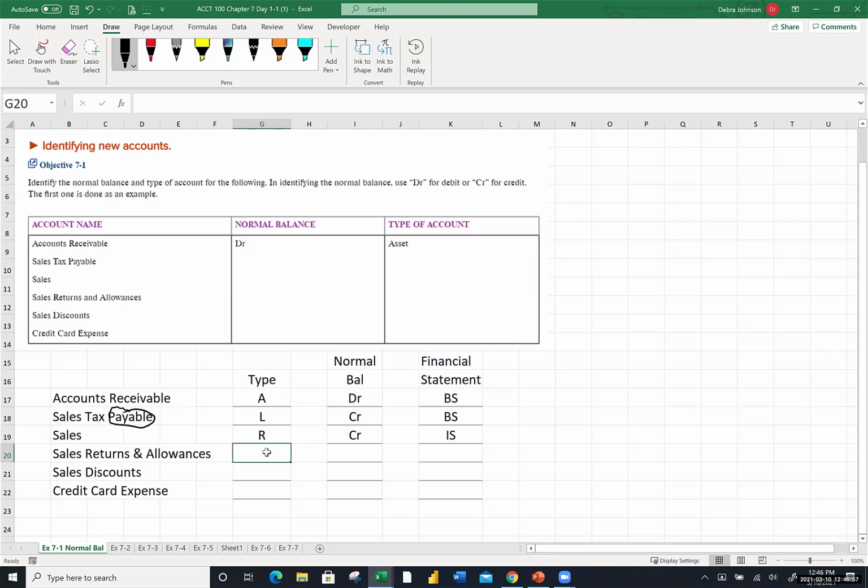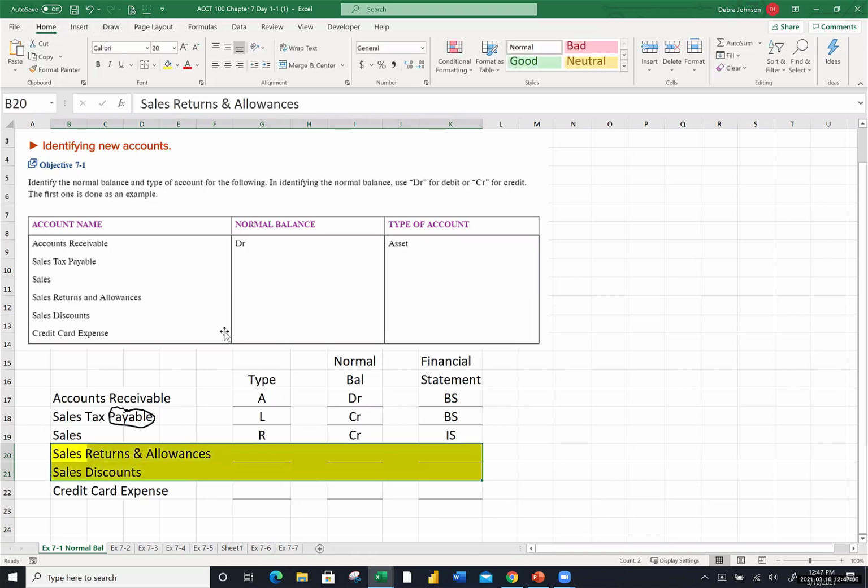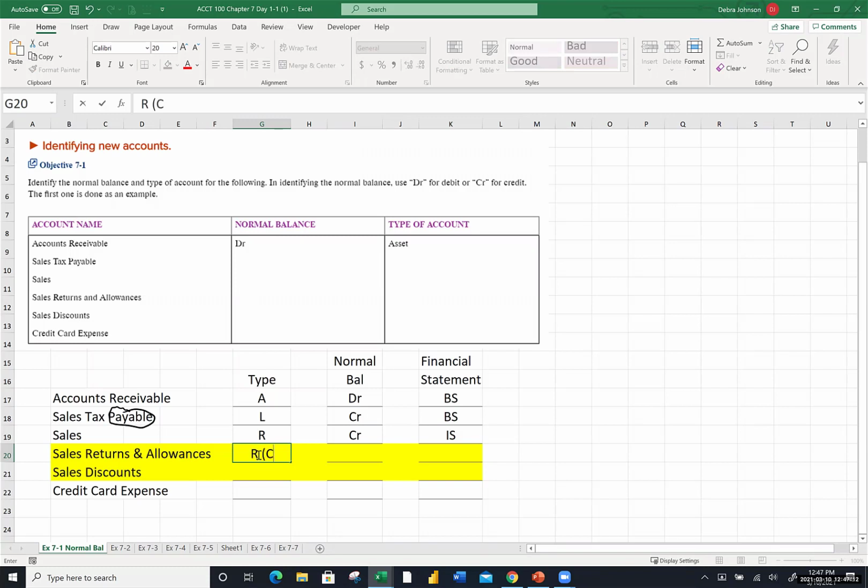And then we have these next 2. I'm going to highlight them because they're contra accounts. And whenever we have contra accounts, you're more likely to have problems with them because they're contrary. So this is a revenue, but it's a contra revenue. So I'm going to sneak that contra in. And if a regular revenue has a credit balance, a contra revenue would have the opposite. And like all revenues, it's going to be on the income statement.